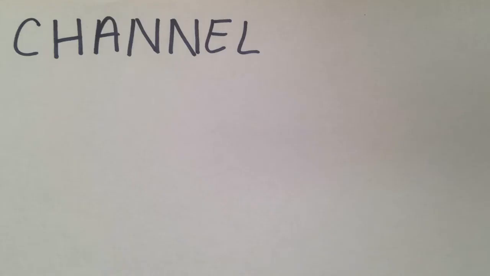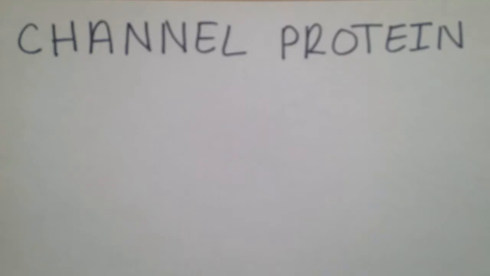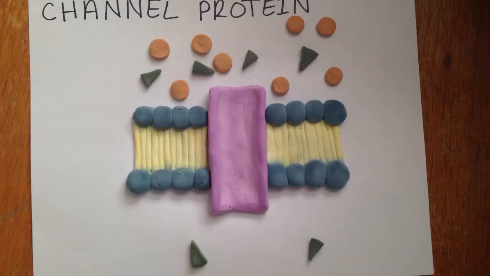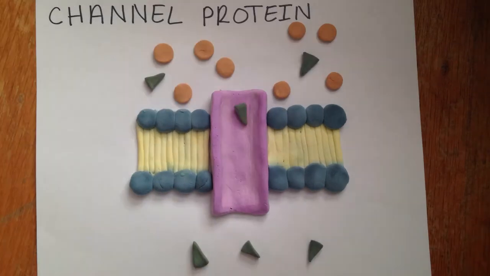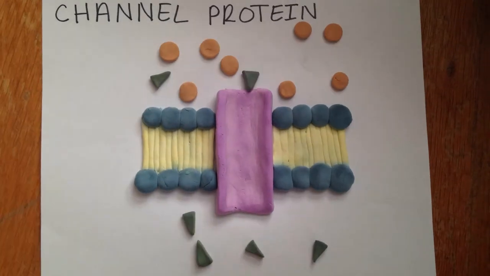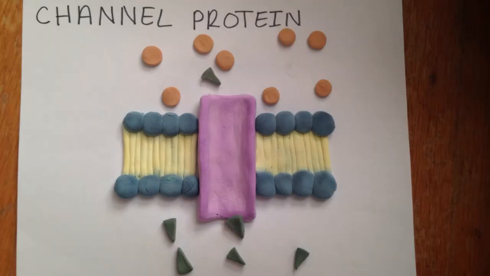Channel proteins, also known as ion channel proteins, are amphipathic proteins. Amphipathic meaning it has a hydrophilic and hydrophobic region that allows ions or polar molecules to pass through the cell membrane. This protein does not change shape, so is very specific as to what it will let through.